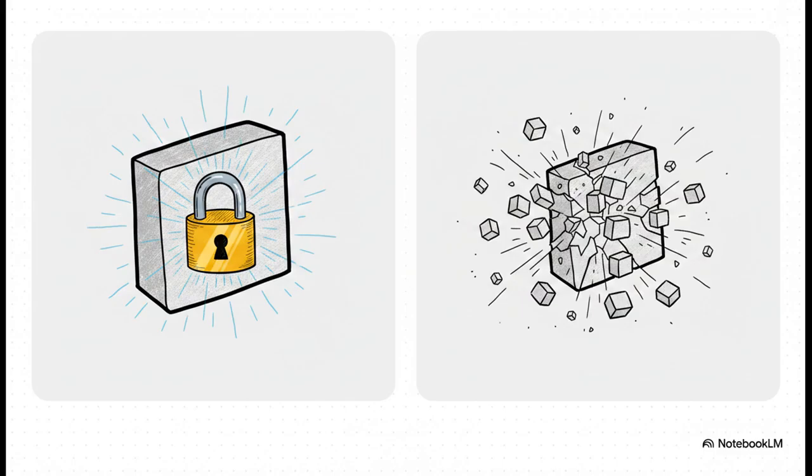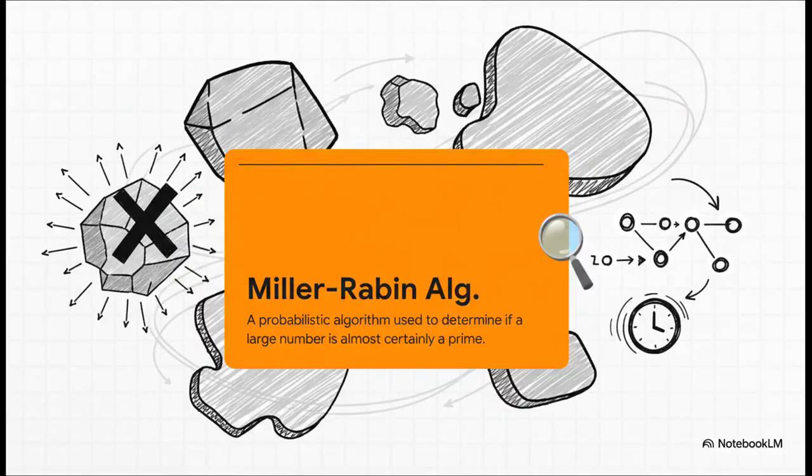In digital security, we actually exploit this as a one-way street. Multiplying two massive prime numbers is incredibly easy for a computer. But taking the resulting composite number and trying to shatter it back into its original primes, that is practically impossible. But here's the catch. We need massive, unpredictable primes for public key cryptography to work securely. So how do we find them?